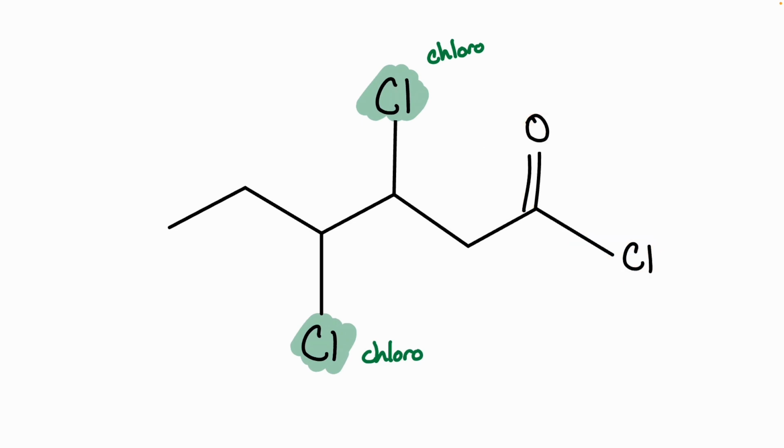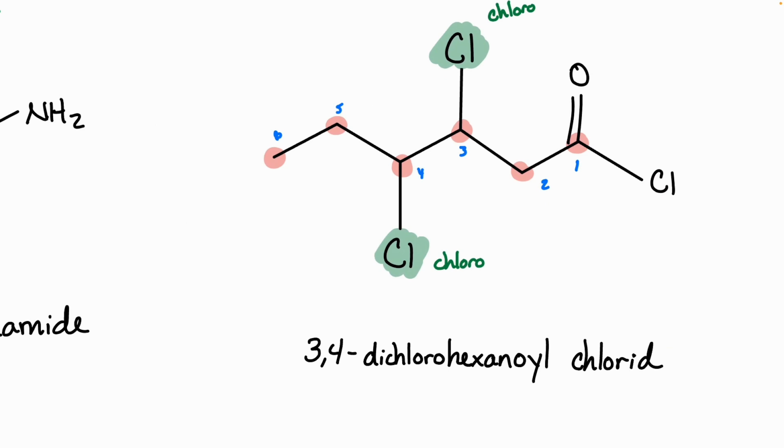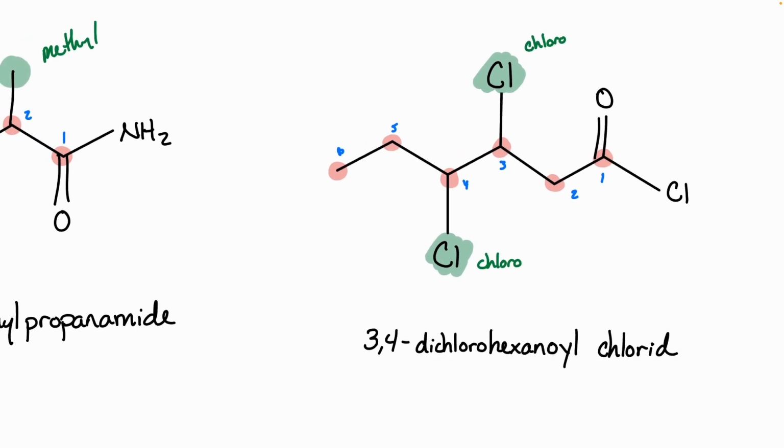Okay, so I'm going to find my parent chain. I'm going to start numbering from that carbonyl carbon. All right, so in this one, I have these 2 chloro groups at positions 3 and 4, so 3,4-dichloro. We got 6 carbons, so hexanoyl, and this alkyl acyl halide is a chloride, so hexanoyl chloride, with an E.